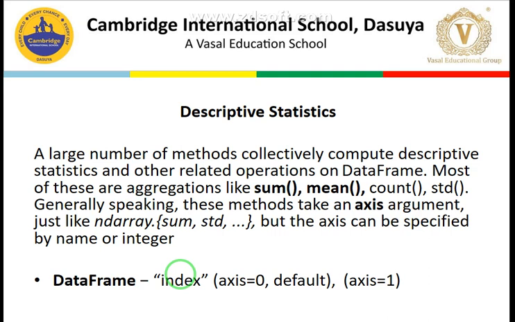So here, students, the 0 represents the column-wise operation. By default the axis value is 0, and if I mention the axis value as 1, it means the operation will be row-wise, clear? So by default we apply the operation column-wise, and if I mention the axis value 1, it means I am going to apply the operation row-wise.